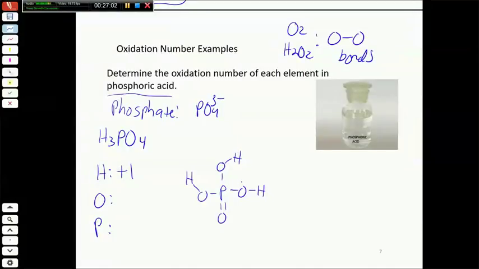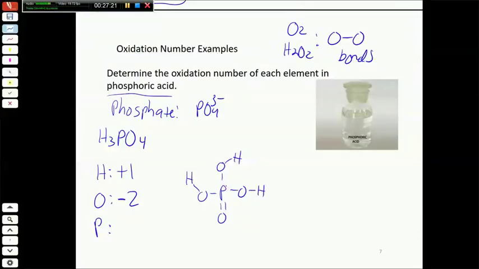So there are no O-O bonds, and what that means is anytime oxygen is bonded to a nonmetal besides itself or fluorine, its oxidation number is -2. So we can assign that one. But then phosphorus, which is our central atom, is going to have a variable oxidation number. We don't know what it is off the bat. Phosphorus can be a lot of different things, as it turns out.